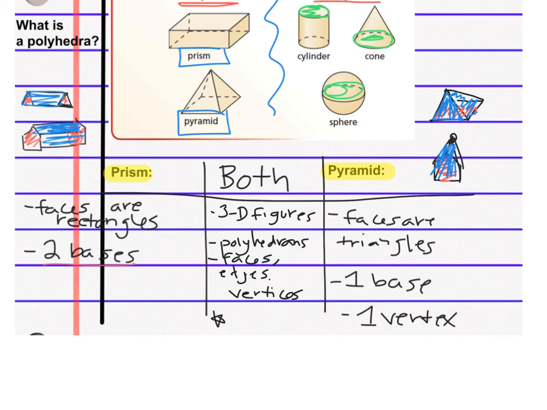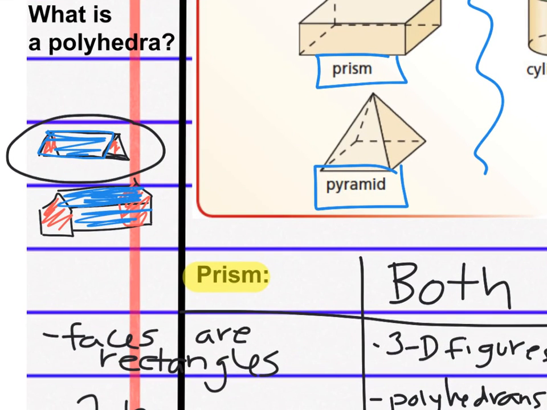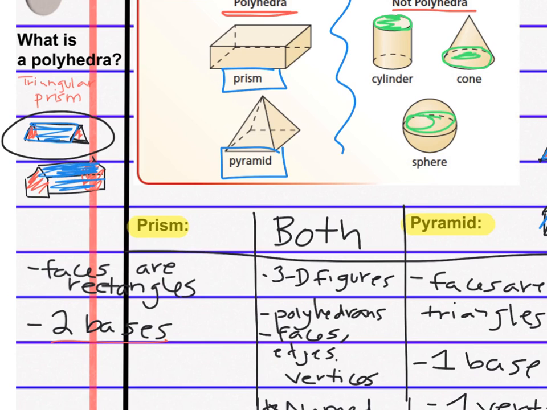And the other thing I'm going to put a star is they both are named after the shape of the base. We'll go through that in some of the examples, but if you think about this shape right up here, how do we name that? That is a triangular prism. Because the base is a triangle, we name it triangular prism.